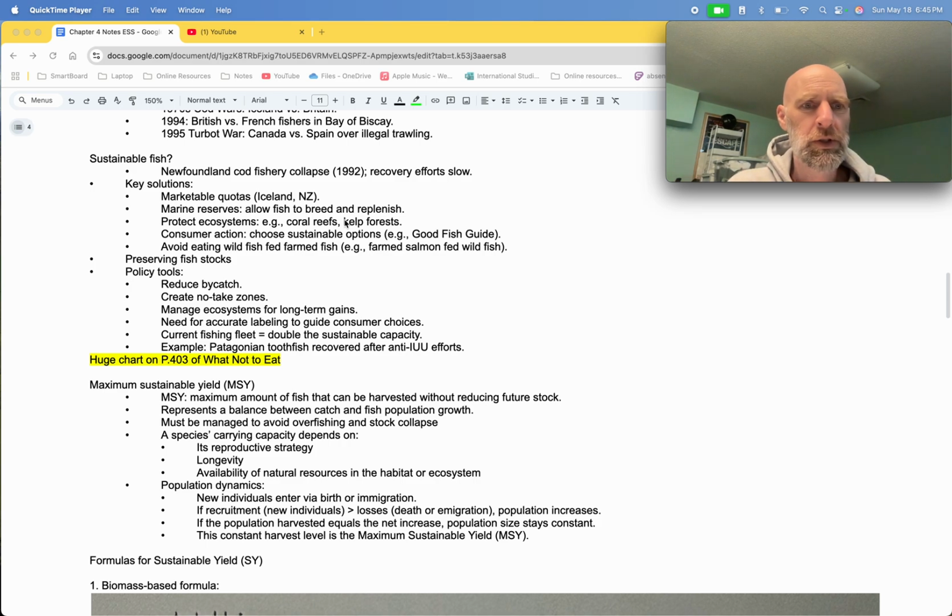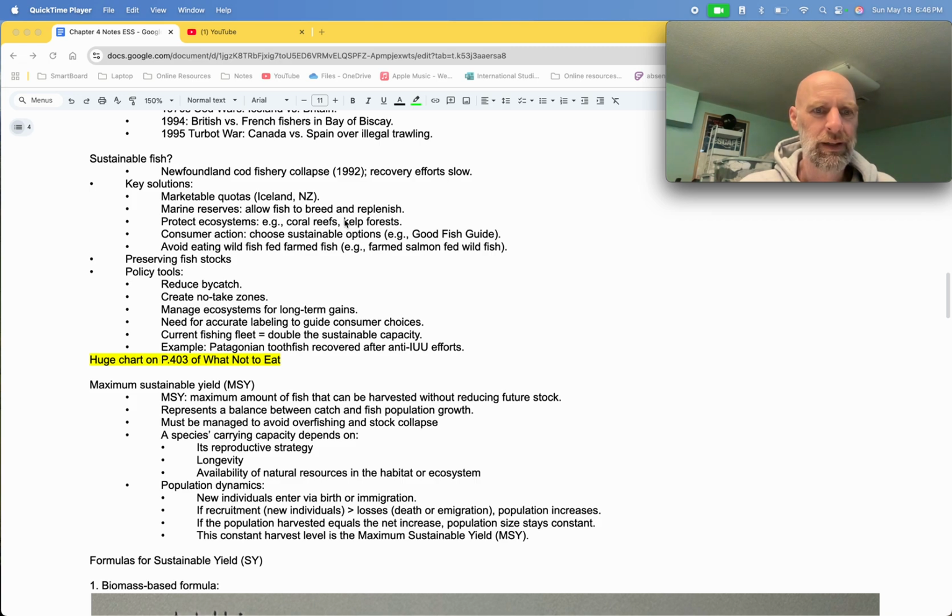So, preserving fish stocks, policy tools, reduce bycatch. Try to do what you can when you're fishing to eliminate catching those fish that you don't want. Smaller nets would probably help you out. Create no-take zones. We just talked about that with marine reserves. Manage ecosystems for long-term gains. Don't look at short-term profits. Short-term profits are nice, but long-term, that's where the money is.